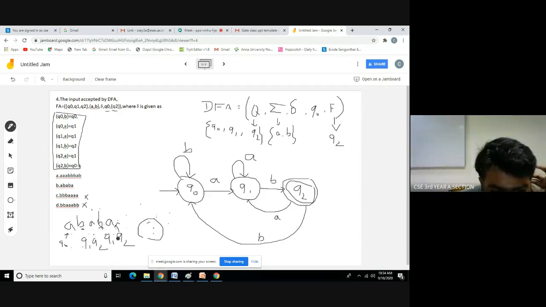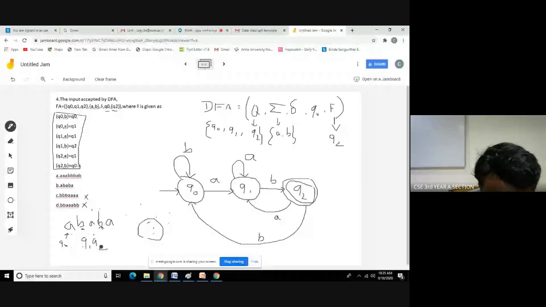I'm sorry, here I made a mistake. Just listen. From Q2 state, I read the input symbol A. It reaches Q1, right? Nothing wrong. From Q1 state, I read the input symbol B. It reaches Q2. From Q2 state, I read the input symbol A. It reaches Q1 again. Okay.